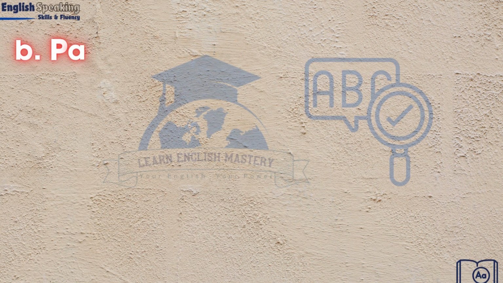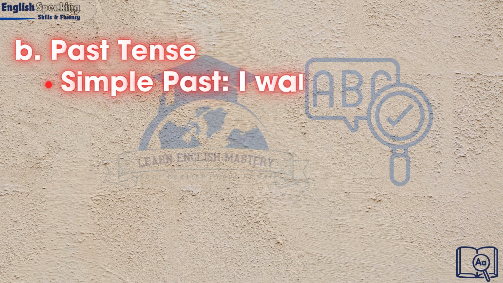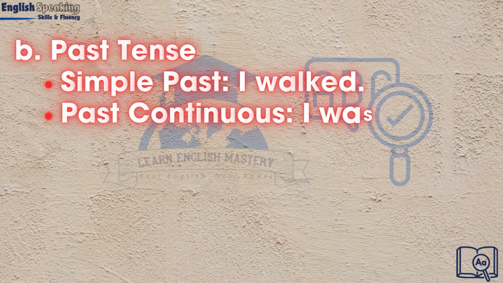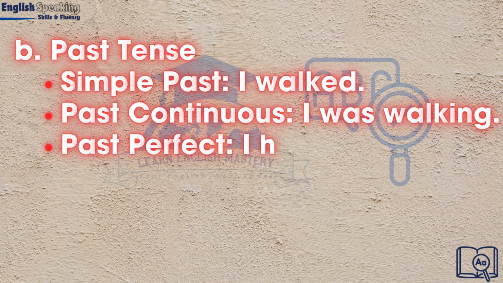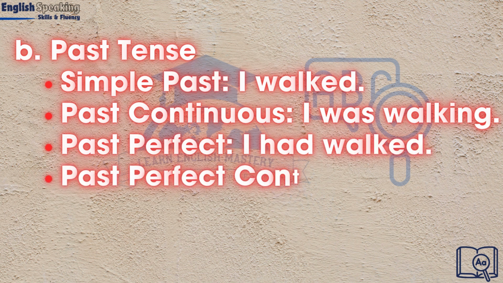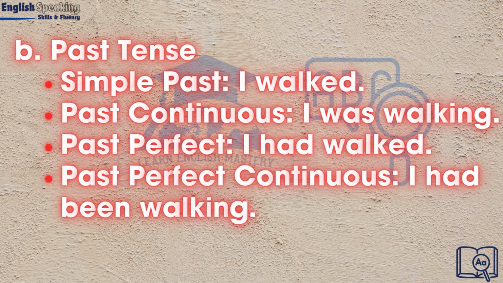B. Past tense. Simple past: I walked. Past continuous: I was walking. Past perfect: I had walked. Past perfect continuous: I had been walking.